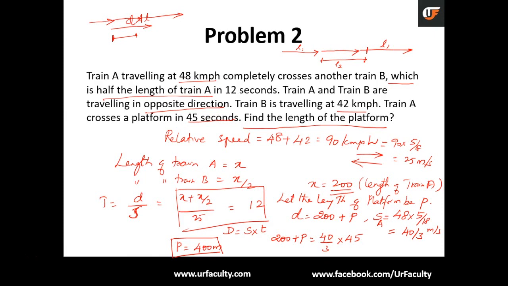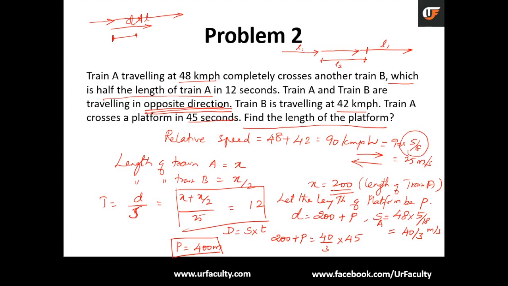We first found out the relative speed of the trains. Both of them are traveling in the opposite direction, so we have to take the sum of the speeds, which is 90 kilometers per hour. We then converted it into meters per second, which is 25 meters per second, because our whole calculation is in meters and seconds. And to convert kilometers per hour to meters per second, we multiply it by 5 by 18.